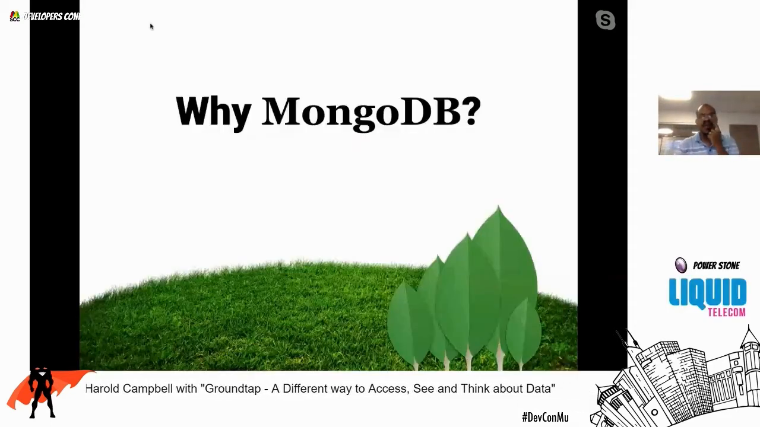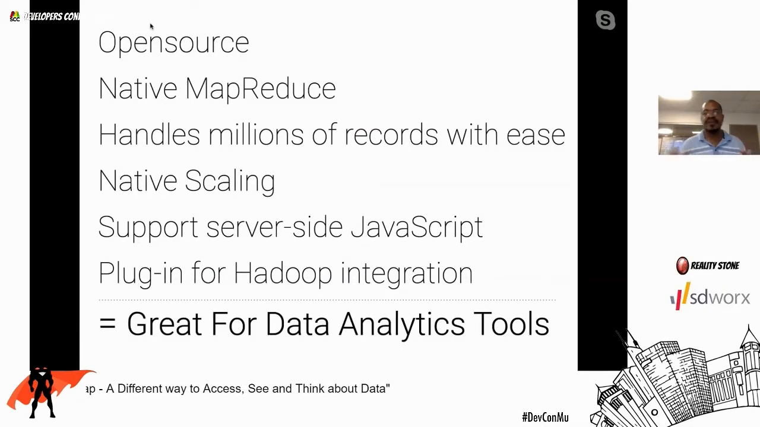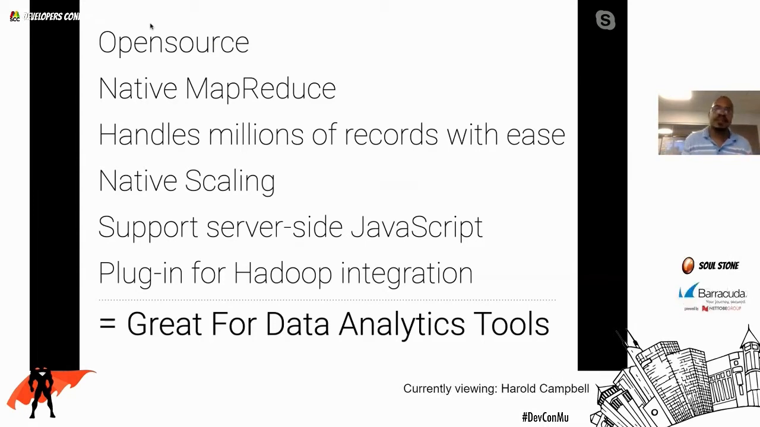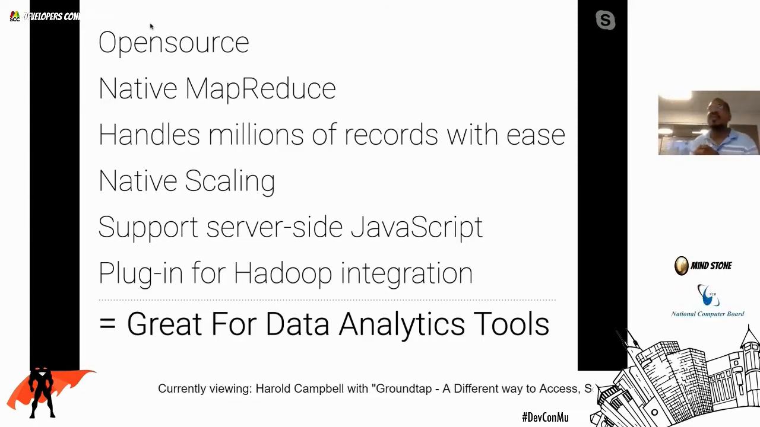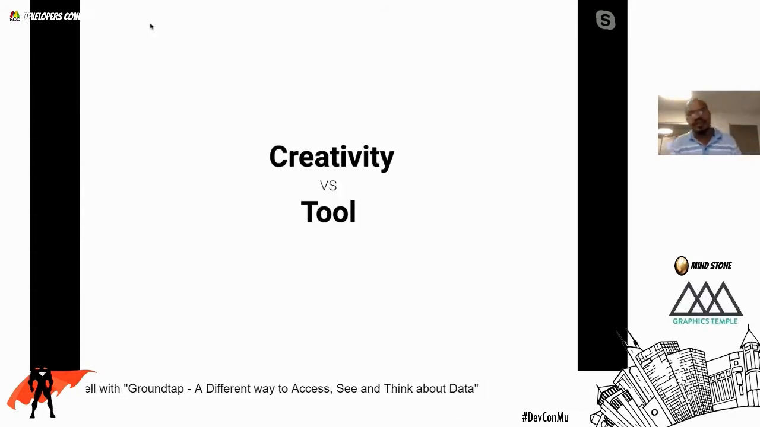And why MongoDB? Well, here's the million-dollar slide also. MongoDB by itself natively is great for data analytics, right? You have native MapReduce built in. MongoDB easily handles millions of records without a problem. We can scale it easily. So right now I have one instance running on my machine, and if I needed to run multiple instances, it's not hard to do. It supports server-side JavaScript, yay. And of course, there is a plugin for Hadoop, right? So if I ever become successful at this, and I have billions or hundreds of millions of records to ingest, then it's not a problem.